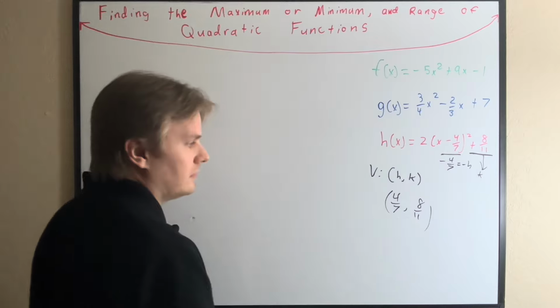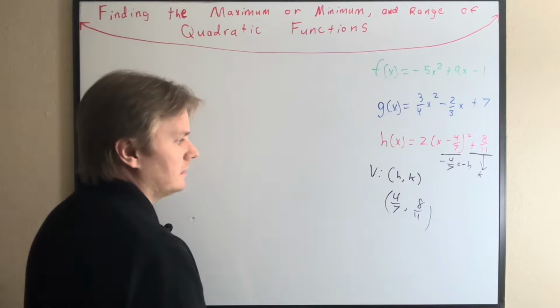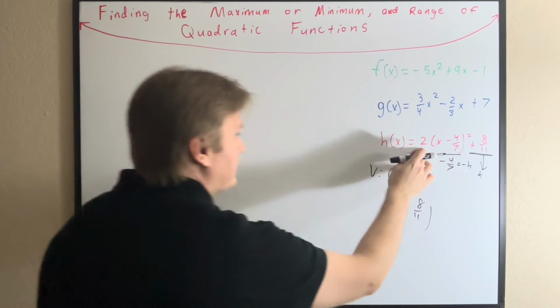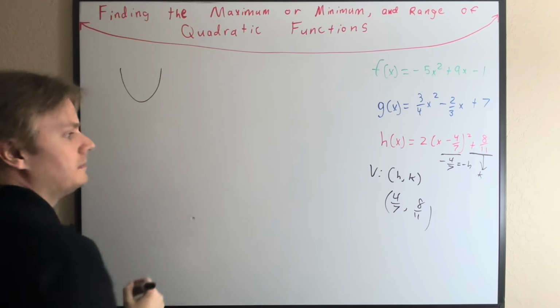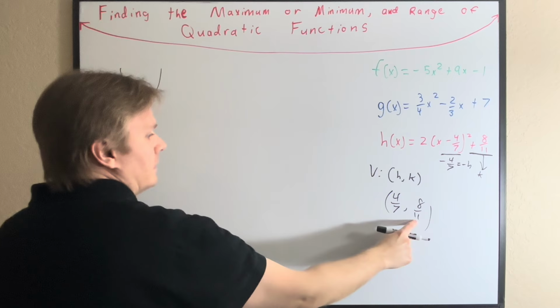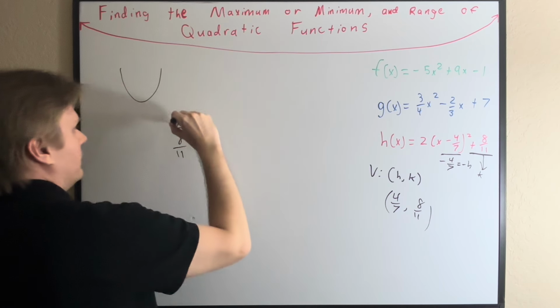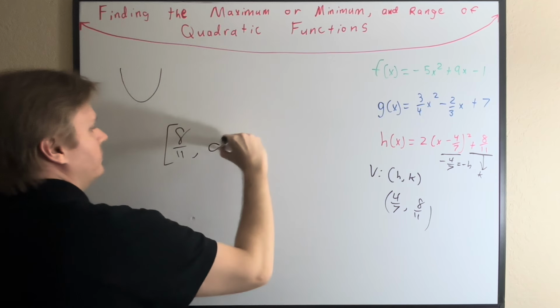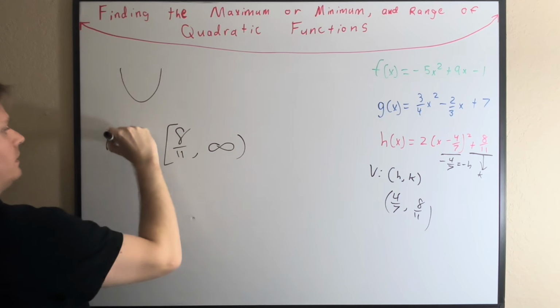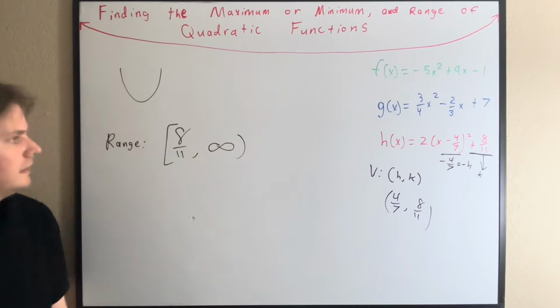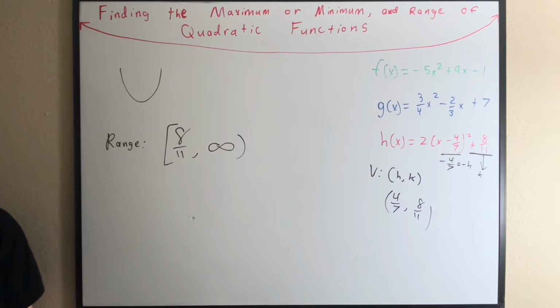We have the, is it the maximum or the minimum? It's the minimum, right? Because a is positive again. We're opening up. So it starts at 8/11, includes it, and goes to infinity. And that's how you do it in vertex form.